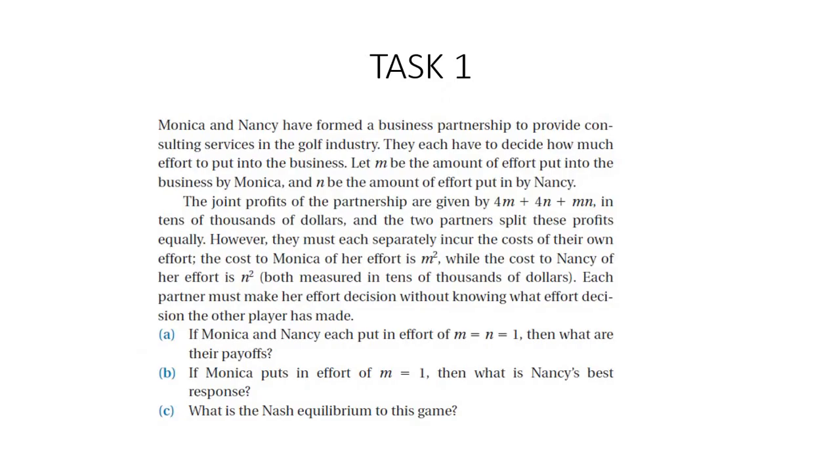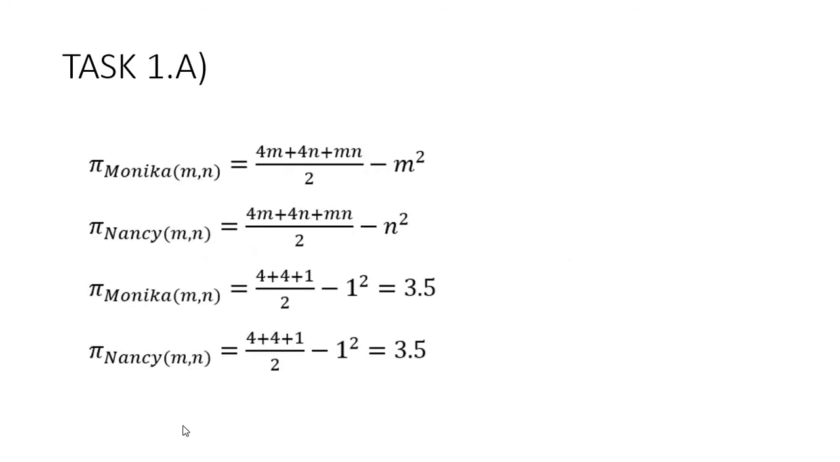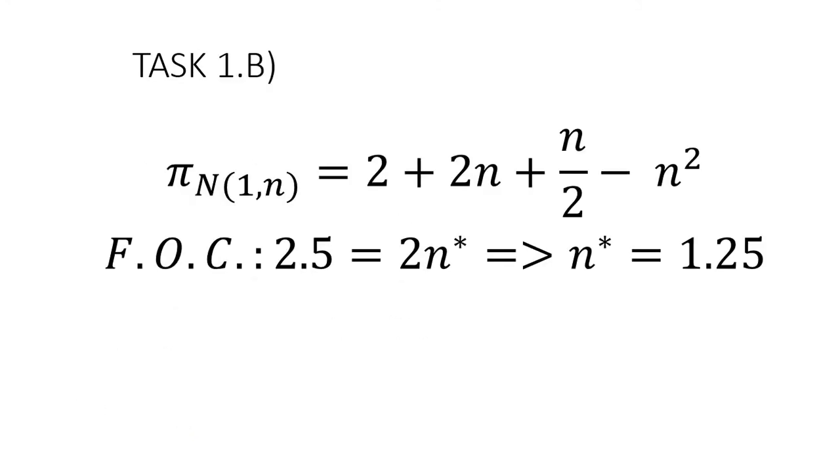If Monica puts in her effort of M equal to 1, then what is Nancy's best response? So this one is a bit more complicated. But because we have already defined a payoff function for Nancy, in this case we have to put 1 instead of M, because Nancy knows that Monica is going to put in 1, or 10,000 of effort, whatever you prefer.